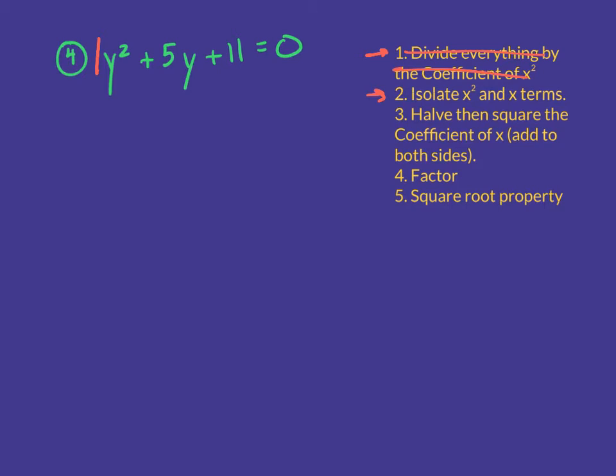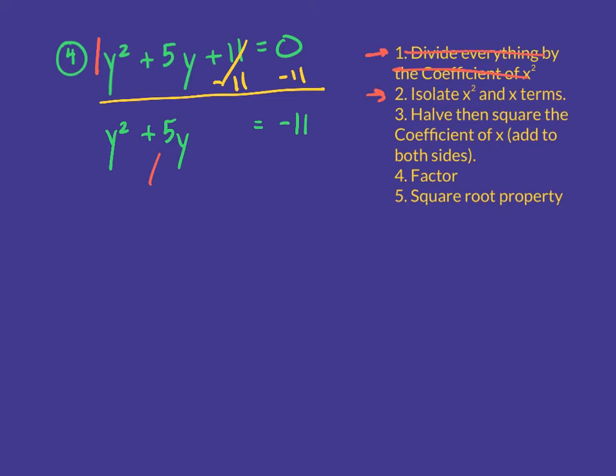Second step, we want to isolate x squared and the x terms. In this case, that's y squared and the y term. So we want to get rid of the 11. Subtract it. Okay, I left a little bit of room.